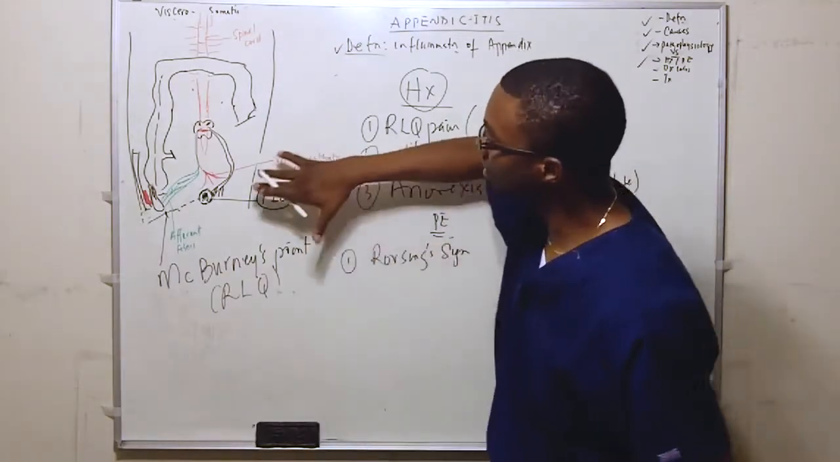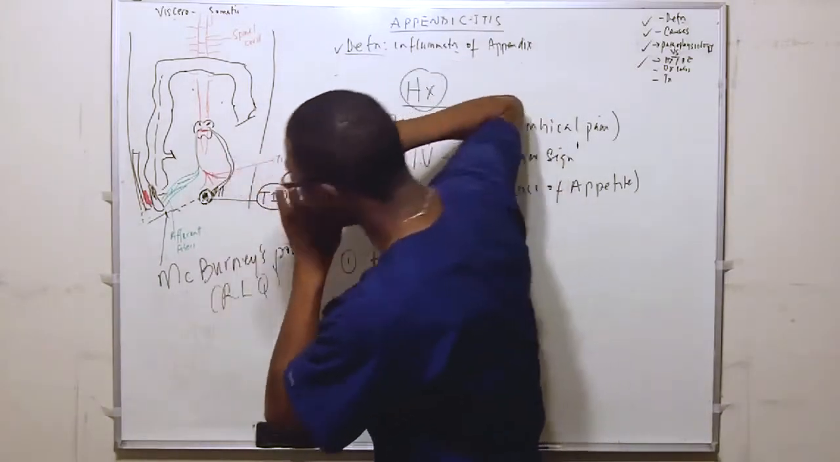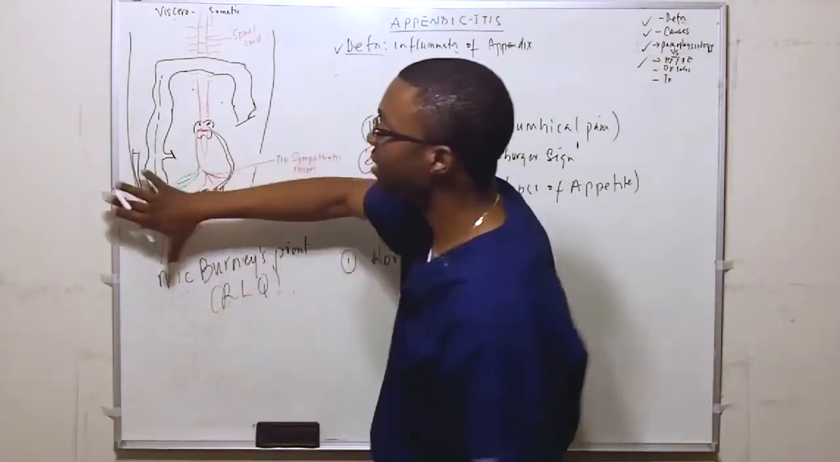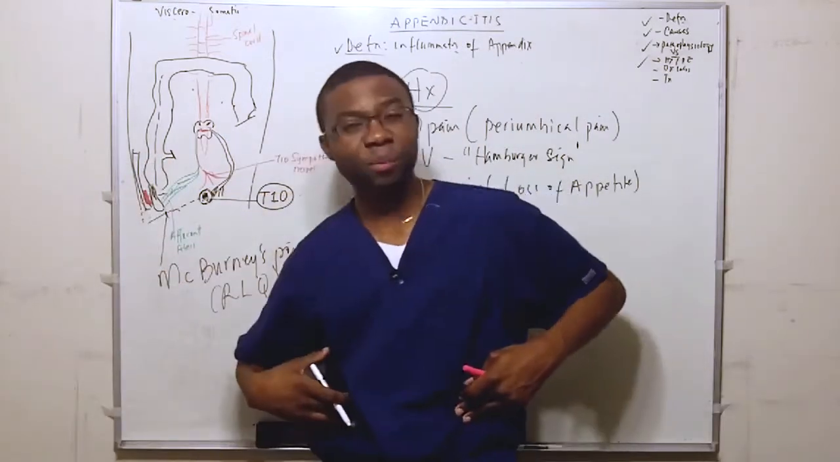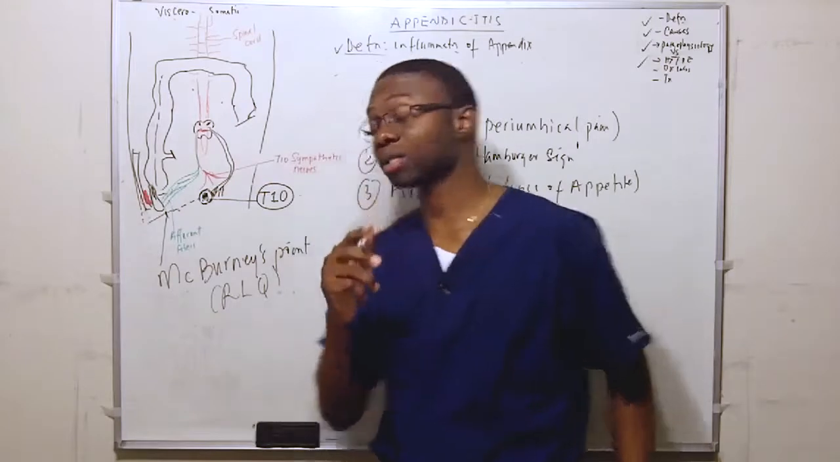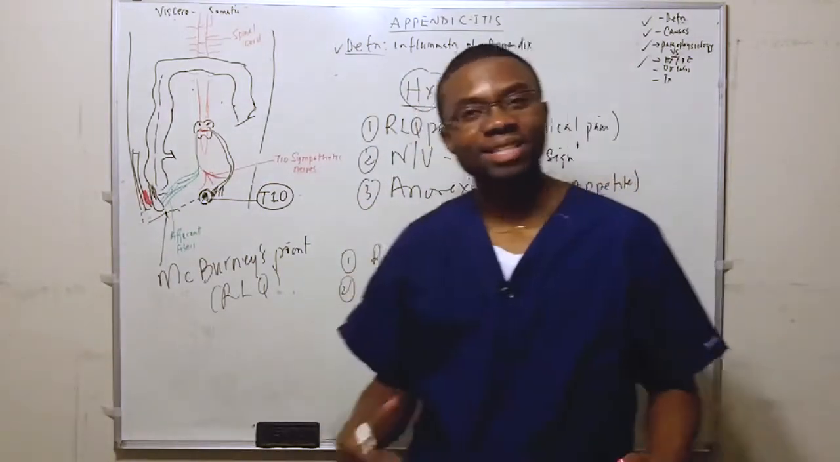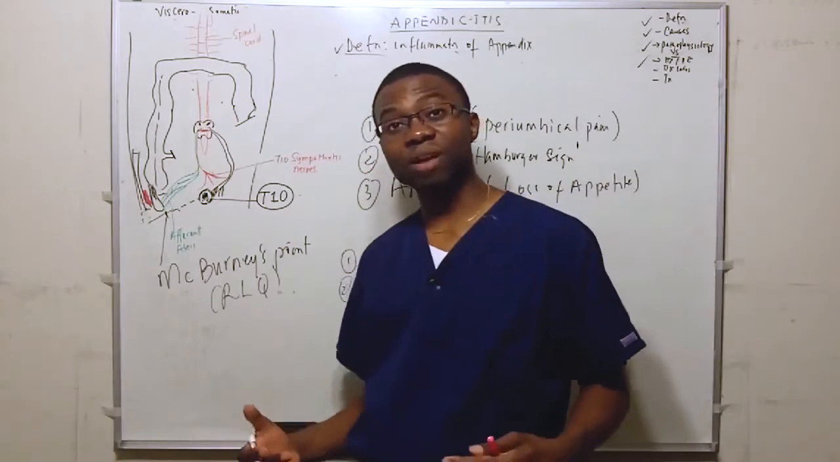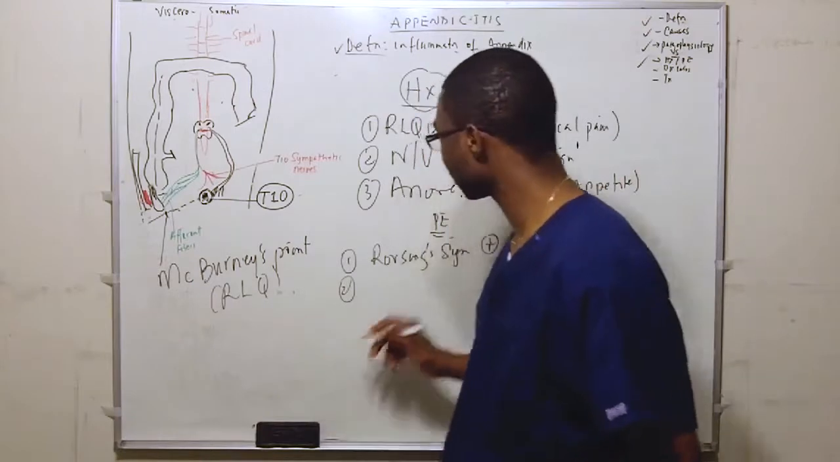The idea of the Rovsing sign is you push on the left lower quadrant of the belly and you push down, and if pain is elicited on the right side, so you push on this side and ask, do you feel pain here? Yeah. That's a positive Rovsing's. These tests are not specific or sensitive enough, but if they do come back positive, it's very specific for appendicitis.